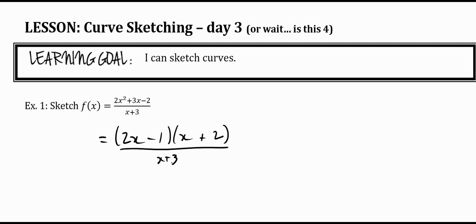What do you notice about this one when you start working on it? What jumps out at you? Anybody? Anything? Mm-hmm. How do you know that?